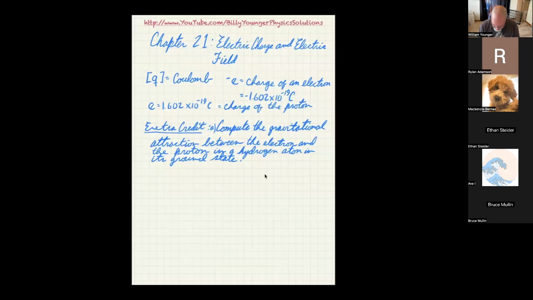Let me go ahead and finish that, and I'm going to share the screen so you can see it, because we're going to roll right into working with Coulomb's law. So I'm now sharing my screen. Might take a couple seconds for it to get up there. But the first thing I ask you to do is calculate the gravitational attraction between the electron and the proton in a hydrogen atom in the ground state. And I don't know why I used an N on the end of that atom instead of an M. But let me fix that real quick. In its ground state.